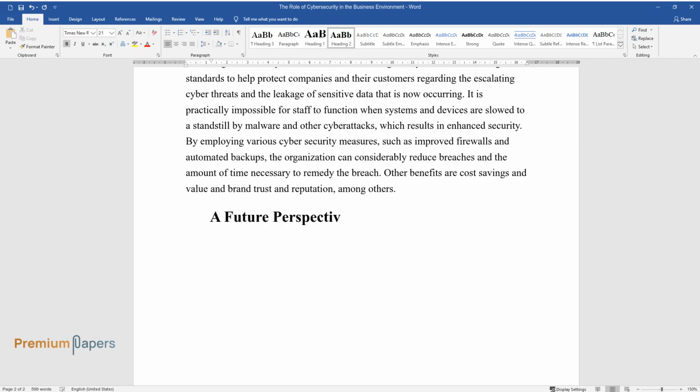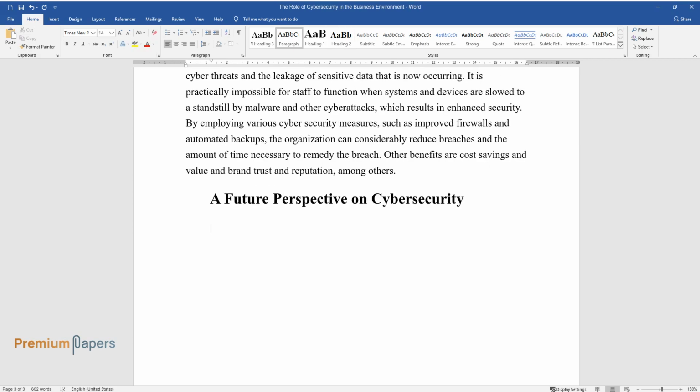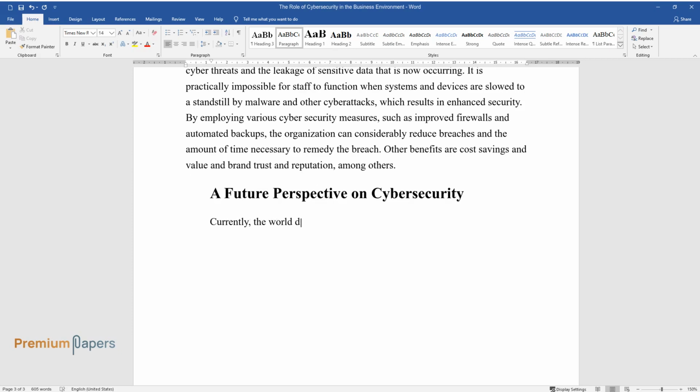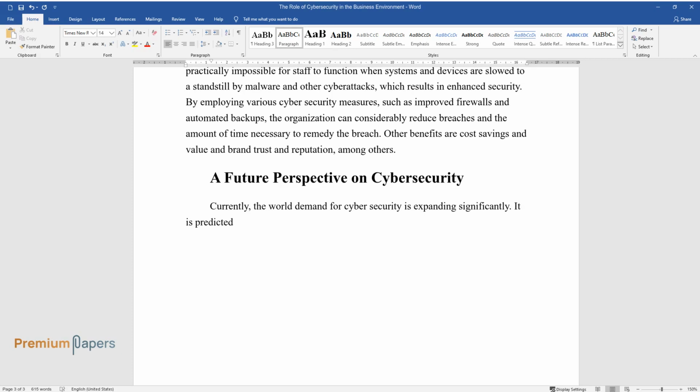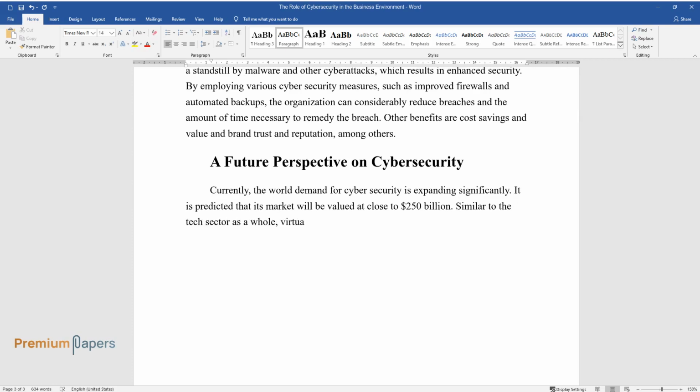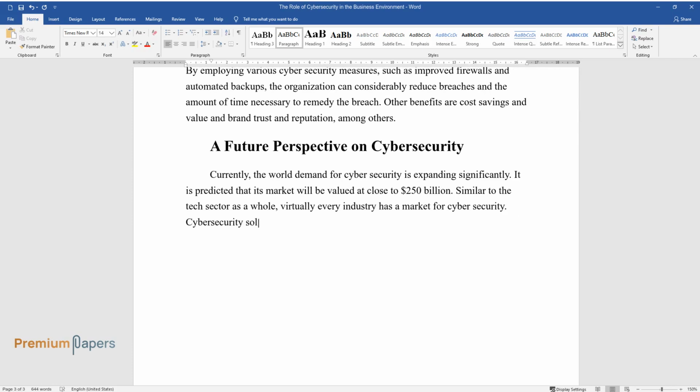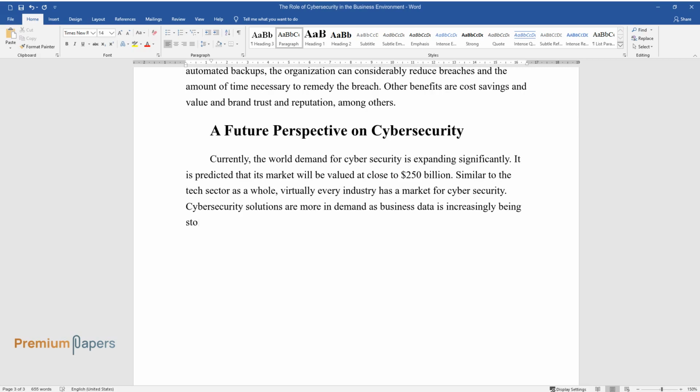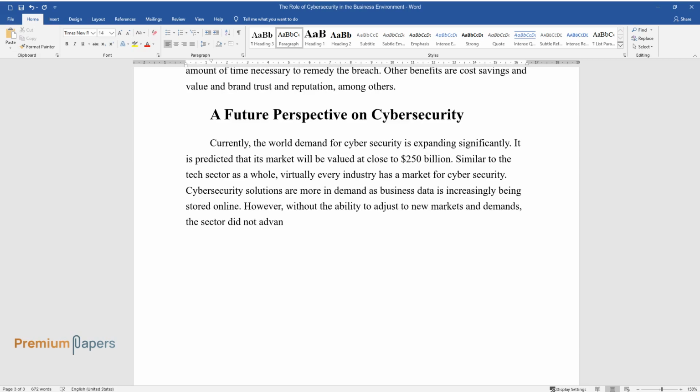A future perspective on cybersecurity. Currently, the world demand for cybersecurity is expanding significantly. It is predicted that its market will be valued at close to $250 billion. Similar to the tech sector as a whole, virtually every industry has a market for cybersecurity. Cybersecurity solutions are more in demand as business data is increasingly being stored online. However, without the ability to adjust to new markets and demands, the sector would not advance.